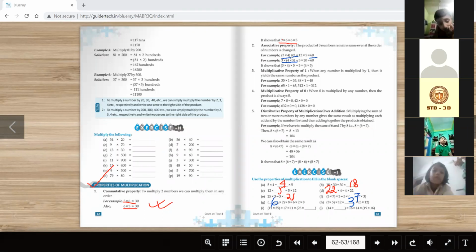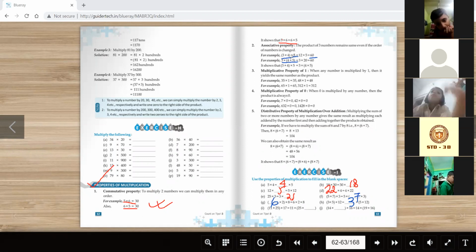Don't sit. This is not a visiting place that you are coming to me and just seeing me. Please complete your sum on your book. I should not see both of your hands in the camera. If I see that, I will straightaway remove you from my class.